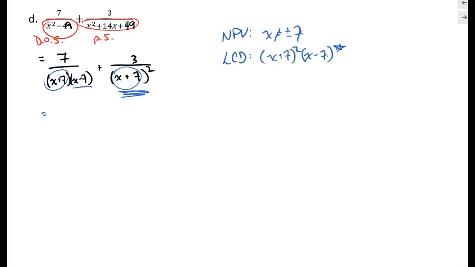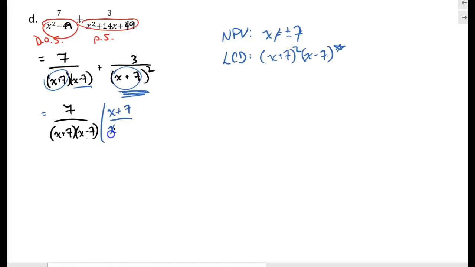Okay, so let's see what happens here. I've got 7, x plus 7, x minus 7. In order to make this into my common denominator, I still need an additional x plus 7. My second expression, I've got 3 over x plus 7 squared. I'm missing that x minus 7 component, so that's what I'm going to introduce.